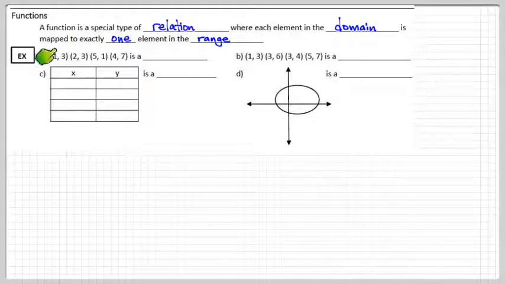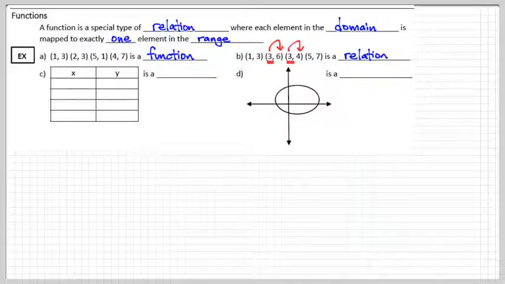So in this case over here, you see that we have input of 1, 2, 5, and 4. We don't have a repeated input value, so it's a function. But in this other case here, notice this. We have 3, and 3 is paired with 6, but 3 is also paired with 4. 3 maps to 6, 3 maps to 4. That's a relation.